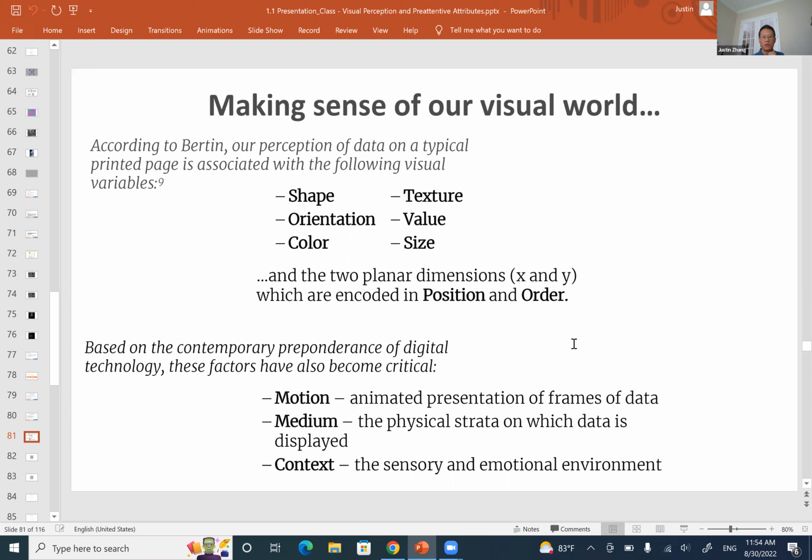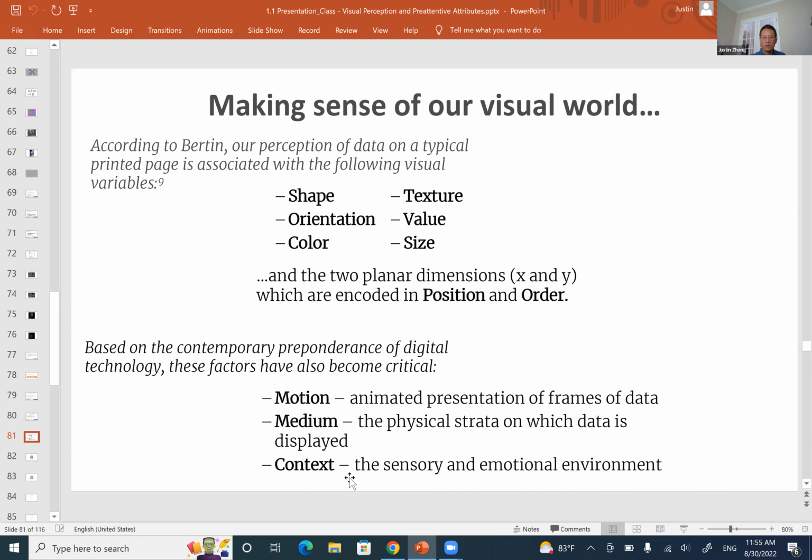So we are increasingly trying to incorporate motion or animated features in our data visualization. So that's important. Another important factor, or maybe attribute, is medium. We can nowadays develop data visualization on any types of medium, as small as the smartwatch, as large as a larger screen.